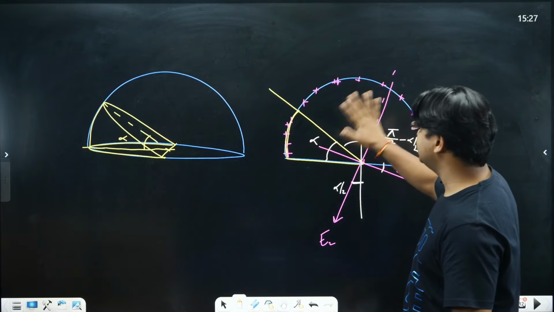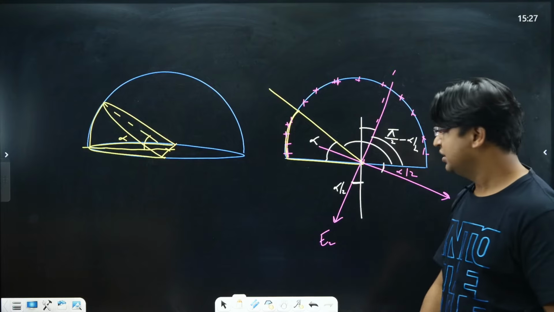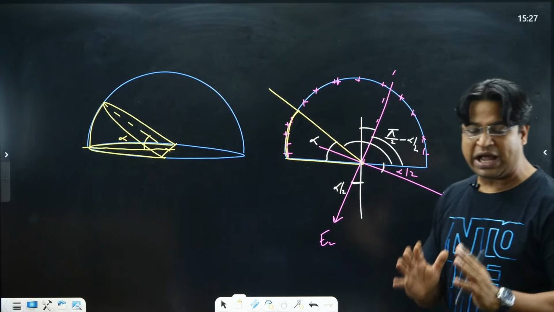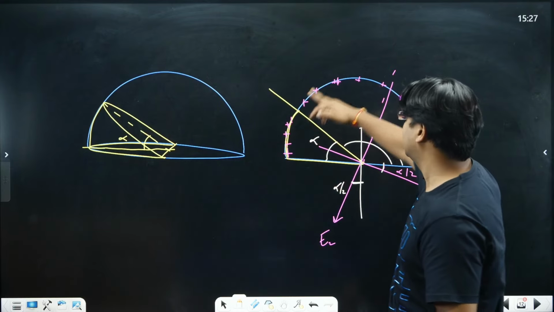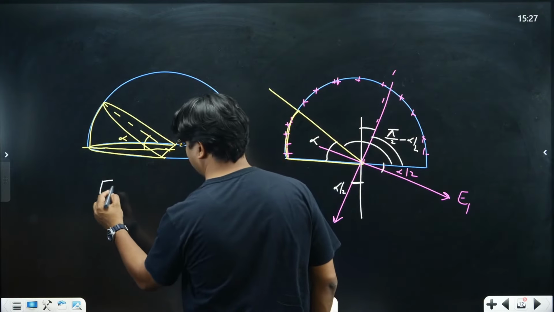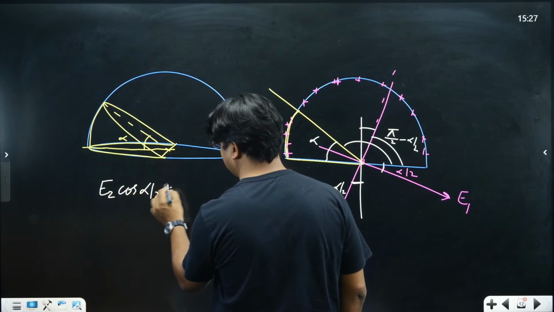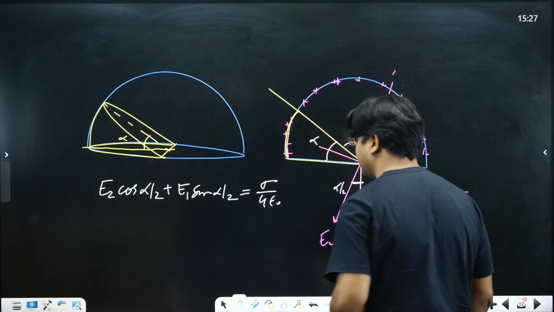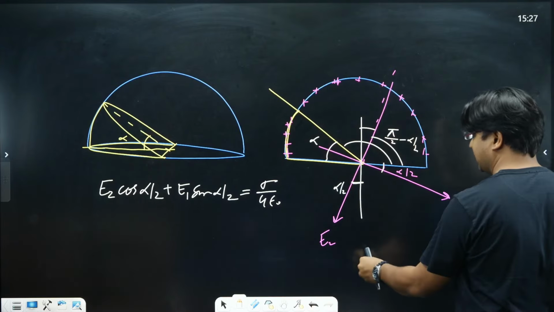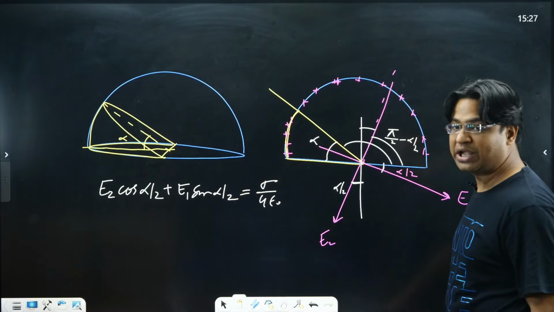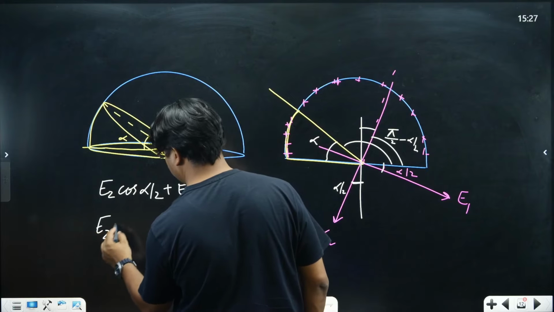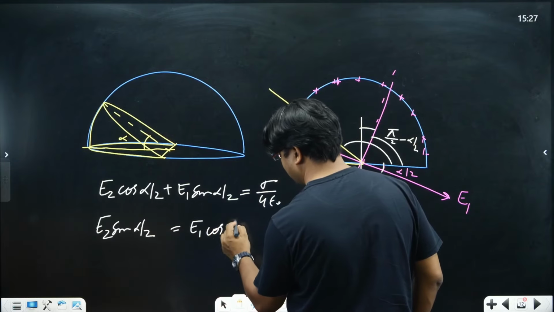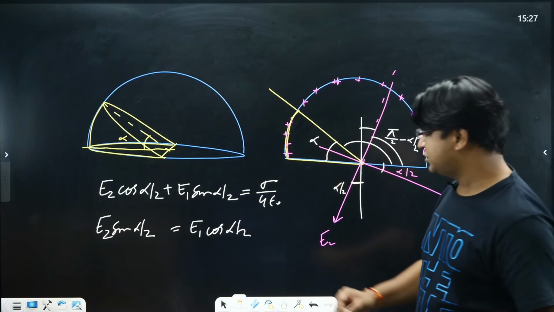Given these two parts, it has now become a uniformly charged hemisphere. So I can say that the downward component of E2 and the downward component of E1 should add up and give me the net field because of a hemisphere. So I can write the equation that E2 cos alpha by 2 plus E1 sin alpha by 2 should be equal to sigma by 4 epsilon naught. Because the net value is in this direction, we know that their other components should cancel out. So we can write E2 sin alpha by 2 should be the same as E1 cos alpha by 2.